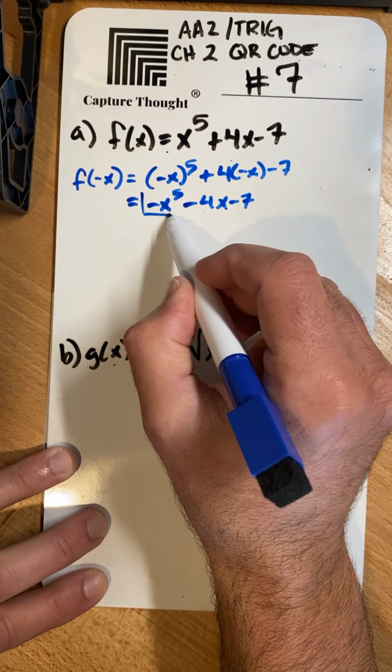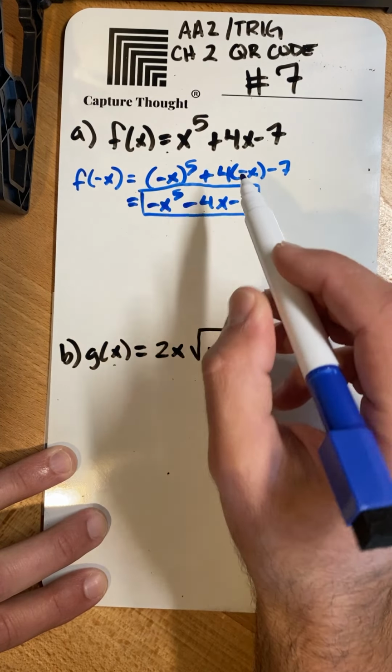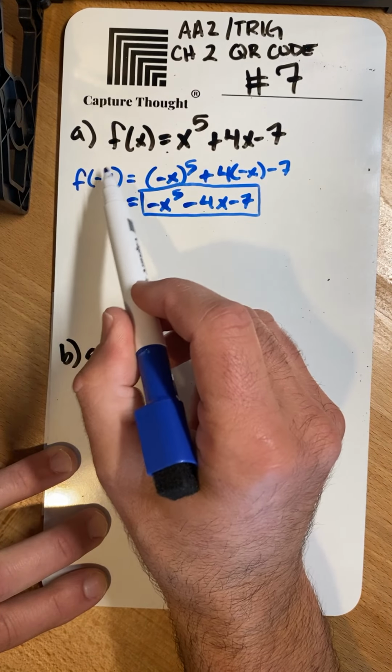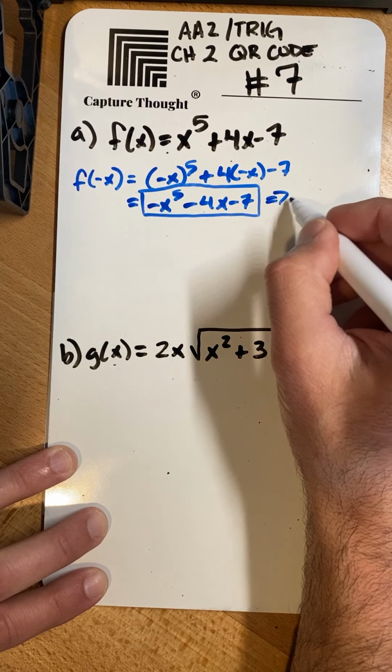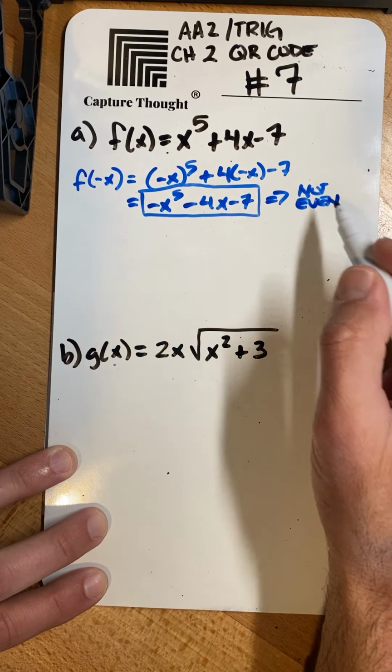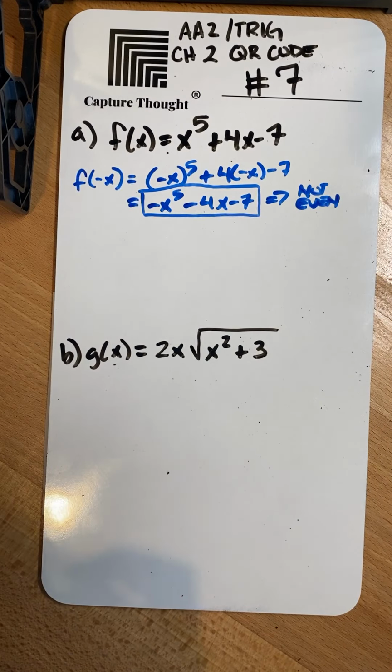So now look at this. This right here is not the same as the original function. So therefore, these are not the same. So therefore, this tells me it's not even. Now, just because it's not even, that doesn't guarantee that it's going to be odd. You have to check and see.